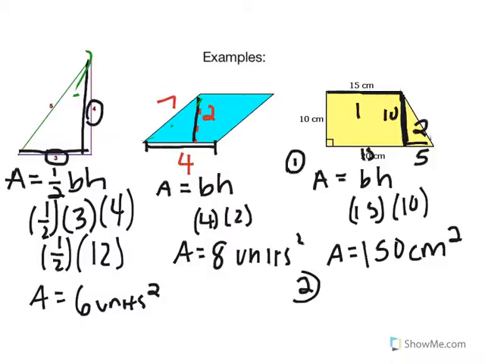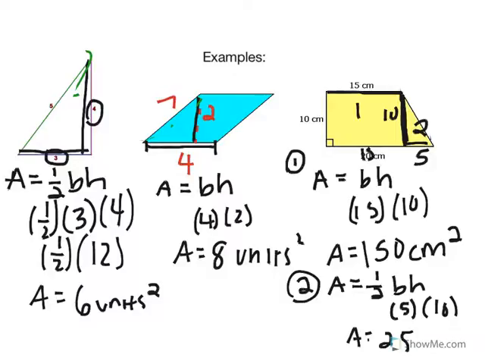Now let's do a triangle. The area of a triangle is 1/2 base times height. The base is 5. Remember, we divided 20 into 15 and 5. And our height is 10 as well. So 10 times 5 is 50, divided by 2, or times 1/2, is 25. So the area of our triangle is 25 centimeters squared.